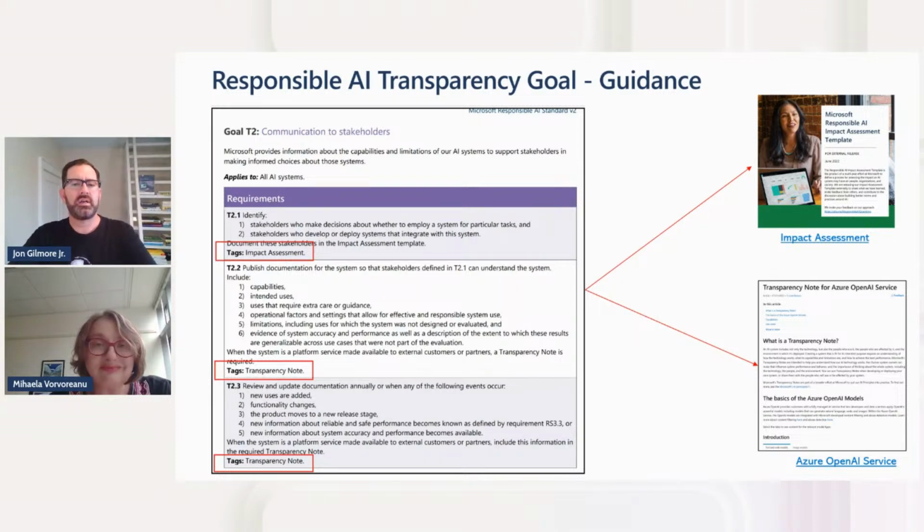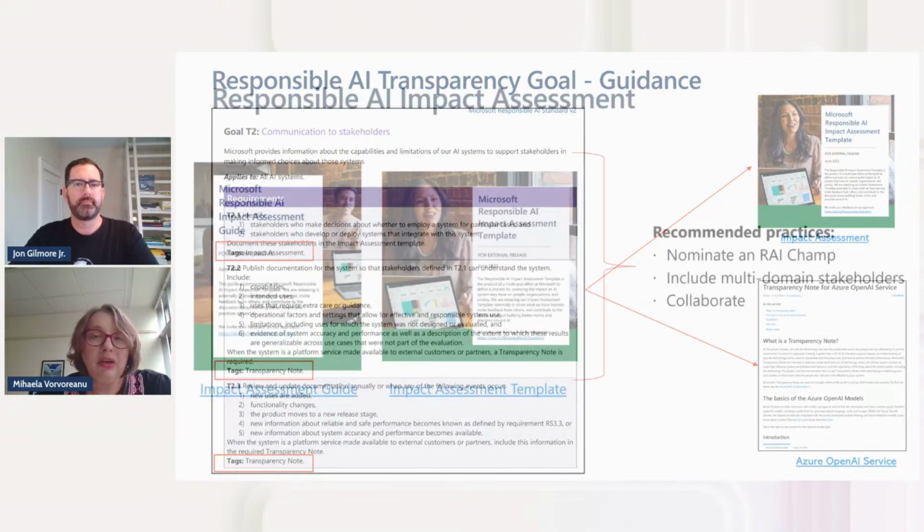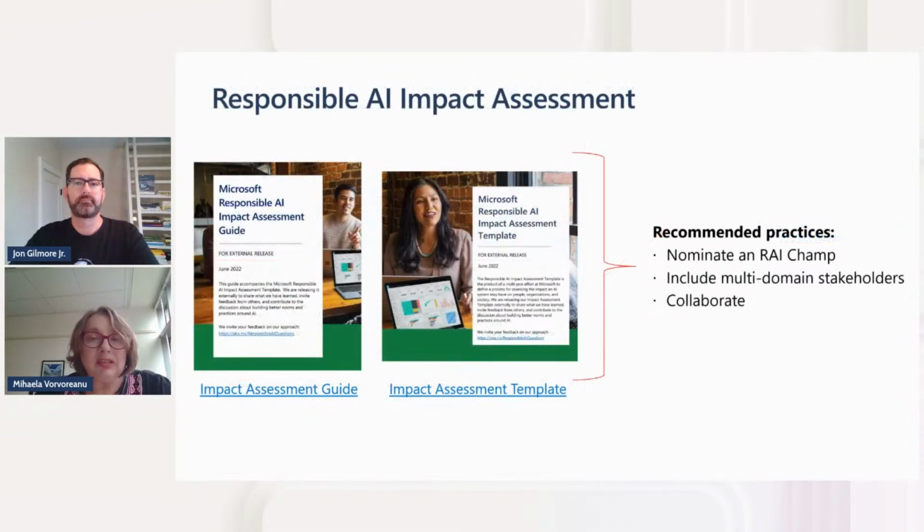Mickey, can you provide an overview of the impact assessment? Sure, happy to, John. So the impact assessment is one of the core tools that goes along with the responsible AI standard. It is a template, a Word document, but this template guides product teams systematically through the process of asking the core responsible AI questions. What could go wrong? Who might be harmed? How? And how might we be able to prevent these harms?